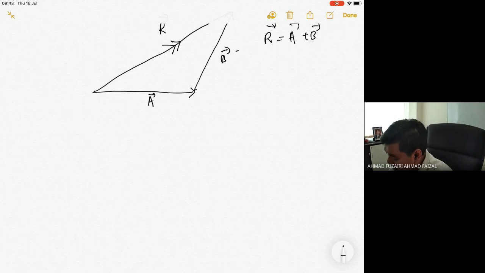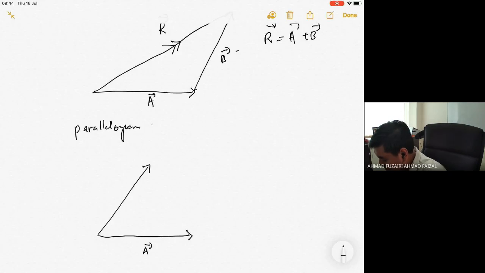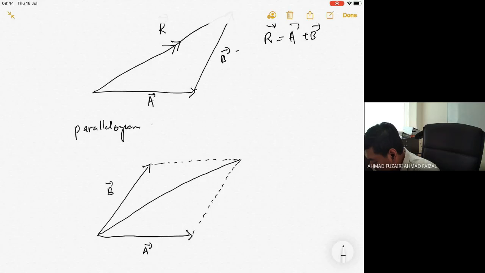How to do a parallelogram? Previously, how did we do it? We draw A. How to do B? Instead of putting it at the end of A, we put B at the beginning of A, here. And of course, for the parallelogram we must extend: do an extension to this part, and draw the line from the beginning of both vectors. So that will be C.